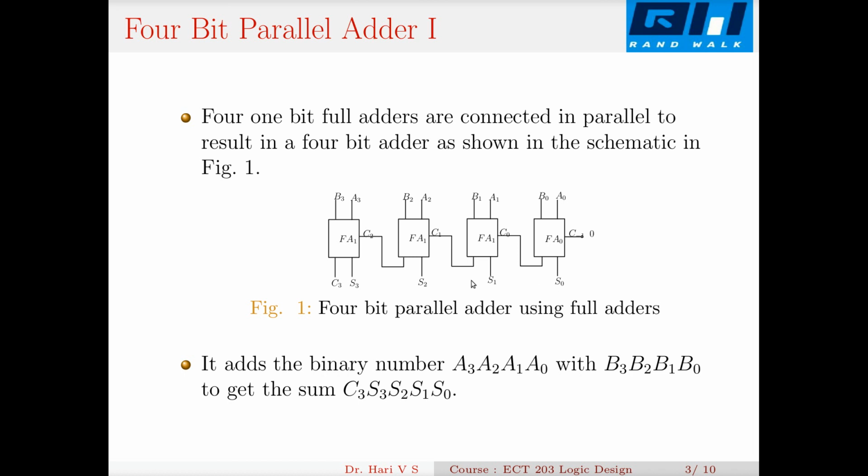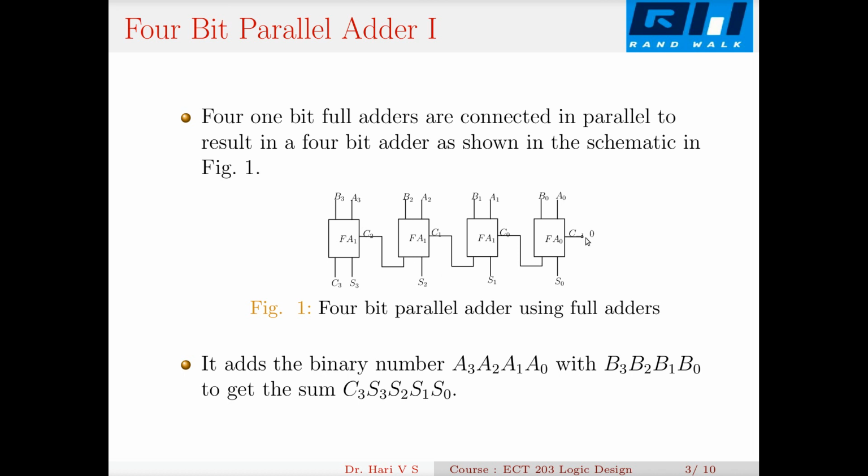So this adds B3, B2, B1, B0 with A3, A2, A1, A0. So we are adding bit by bit. There are 4 bits to add, and we need 4 full adders connected in parallel, because parallel means this addition is happening in parallel. So A0 gets added with B0, A1 gets added with B1, A2 gets added with B2, A3 gets added with B3, along with the carry also.